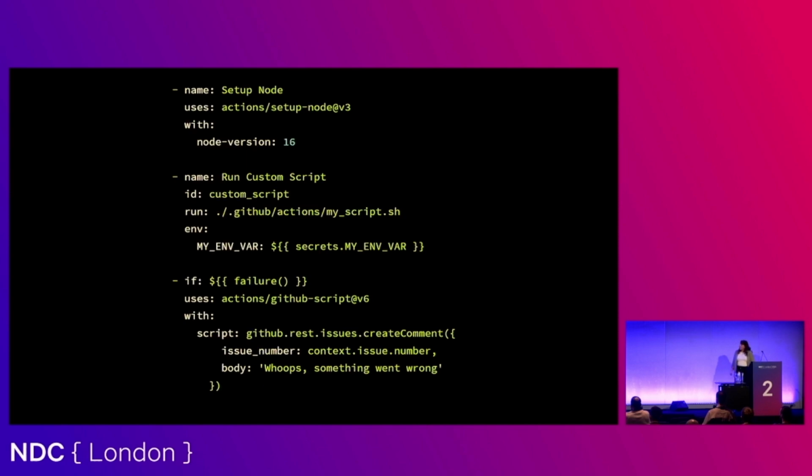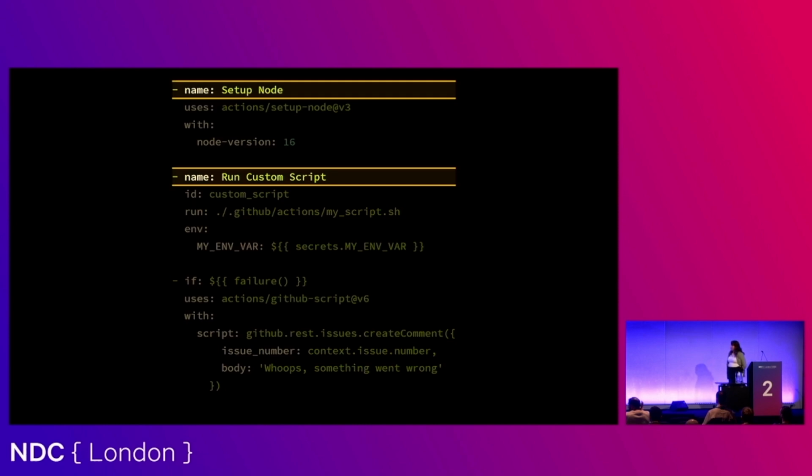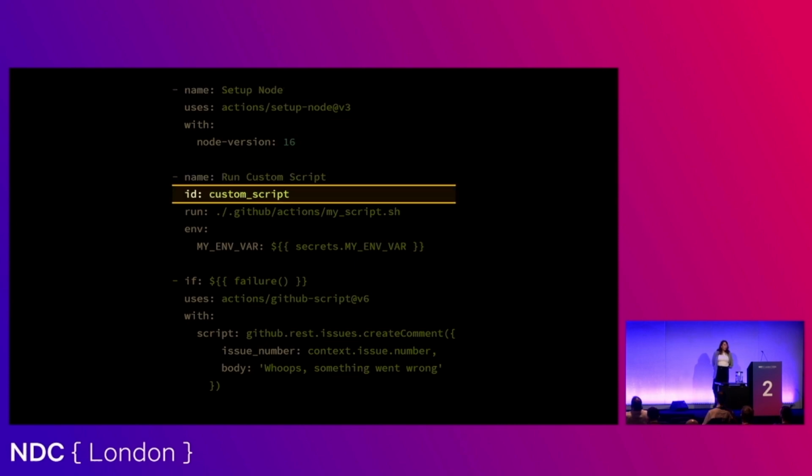In terms of the steps, they are also made up of a name. This is optional and is for us to identify which step is being run. We can also give a step a unique ID. This is optional and we can use that to refer to the step elsewhere inside of our workflow.